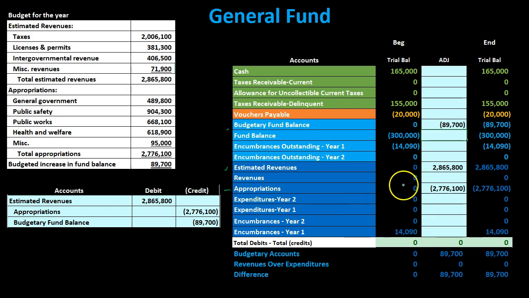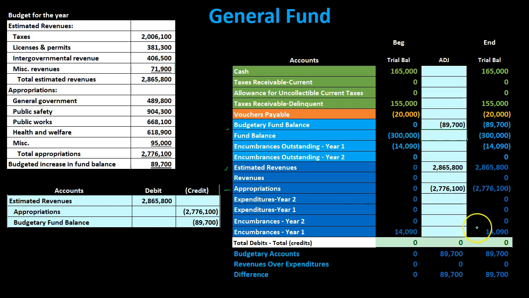If we post this, then we've got estimated revenues going from 0 up in the debit direction, the estimated expenses or appropriations going up in the credit direction, and then we have the budgetary fund balance taking the difference in, somewhat kind of like the equity or net position balance, it going up in this case in the credit direction.